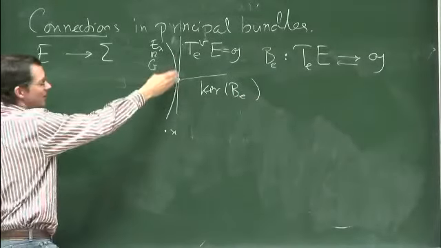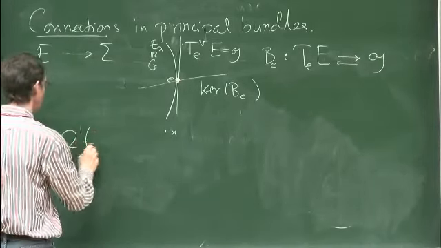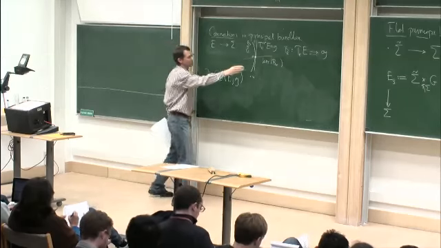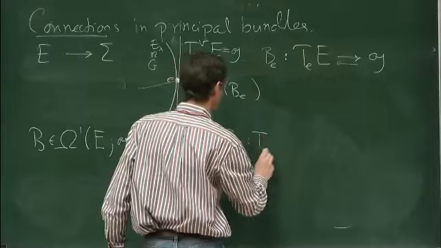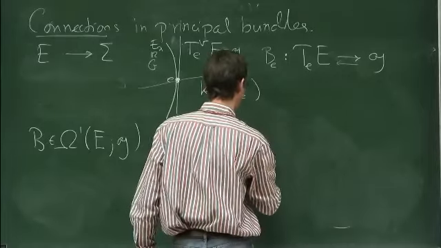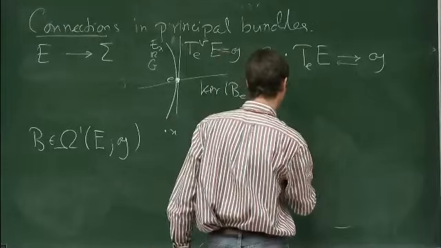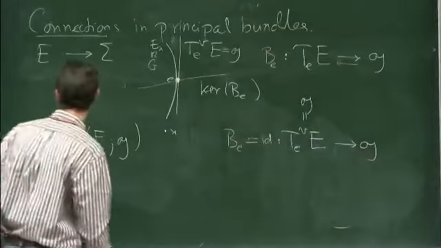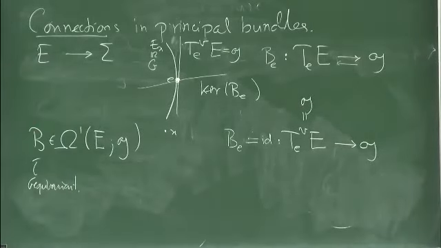And then we want this done in a way that is equivariant with respect to the G action. So the connection is actually a one form on the total space of the principal bundle with values in the Lie algebra, satisfying that B is just the canonical identification on the vertical tangent space, and it's G equivariant. So this is what a connection is.